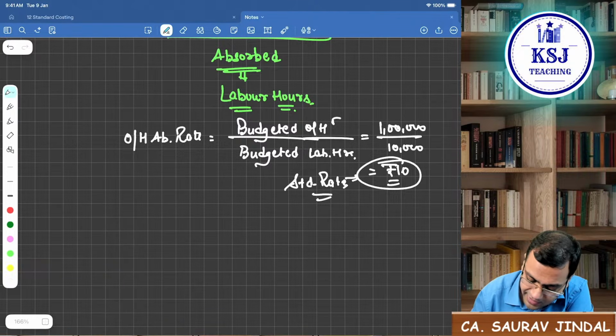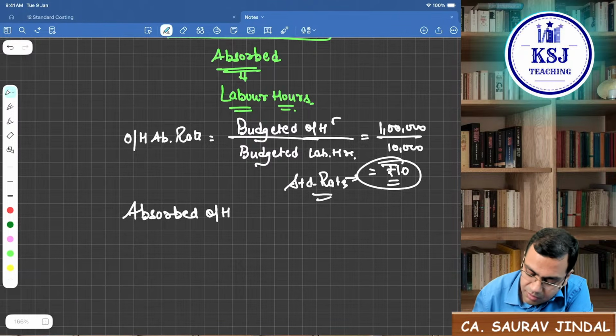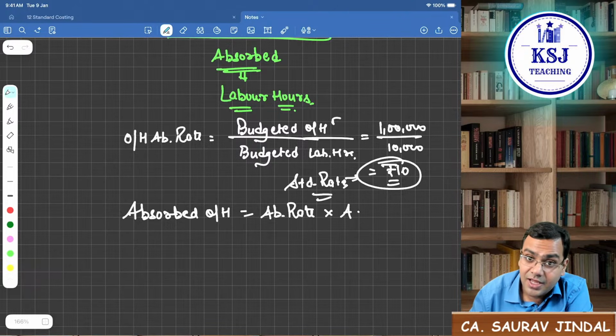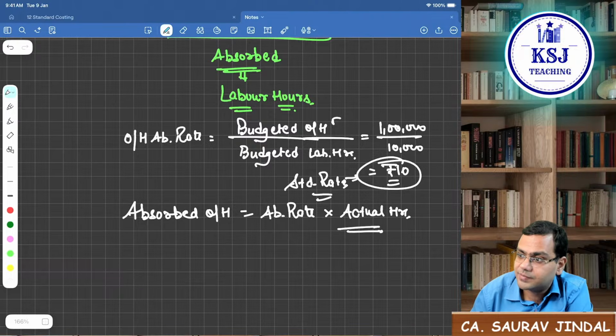Now if you want to calculate your absorbed overheads, absorbed overheads will be what? Absorbed overheads will be the absorption rate, that is the standard rate, multiplied by actual hours. That is what we do, isn't it?